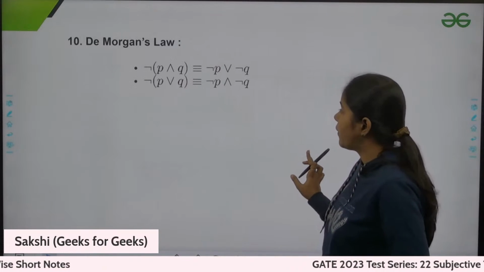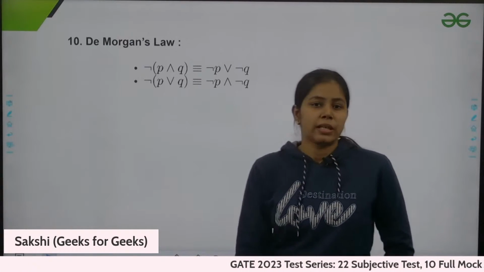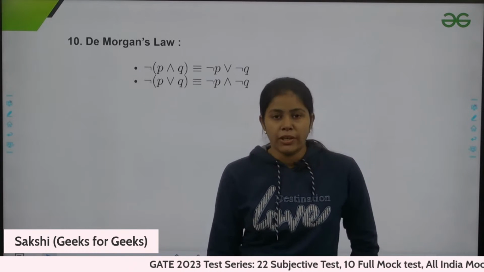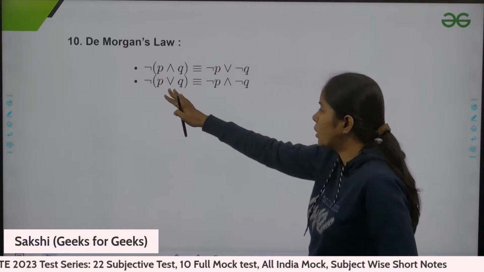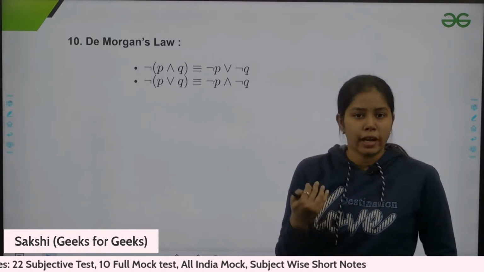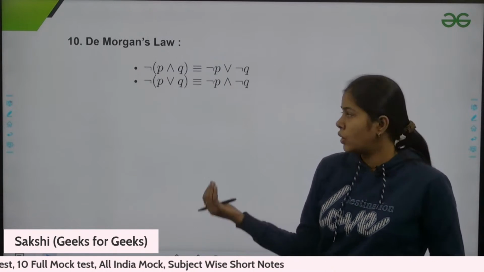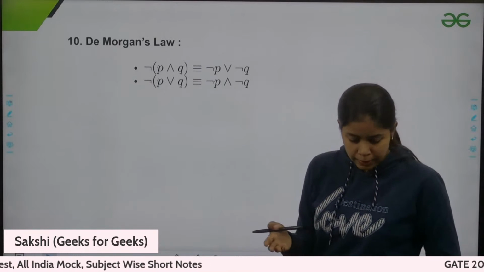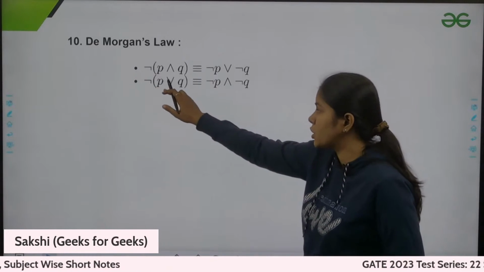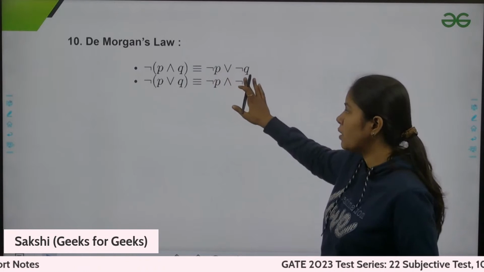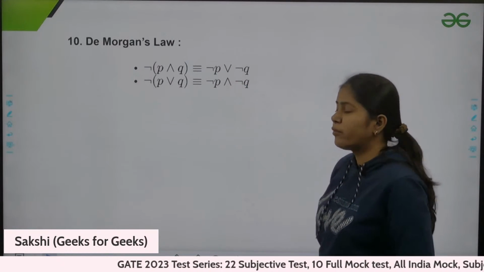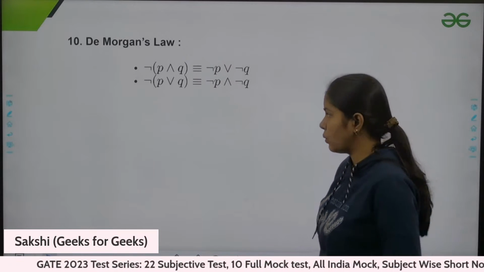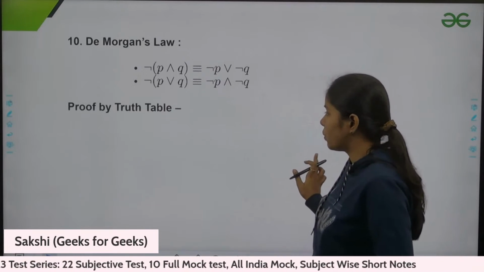Okay, next we have is DeMorgan's law. You have studied this DeMorgan's law in probability also. Instead of negation, you will have a complement, right? Instead of and, you will have intersection. Instead of or, you will have union, right? So that is similar. Negation of (P and Q) will give me negation P or negation Q. Negation of (P or Q) will give me negation P and negation Q, right? That is my DeMorgan's law.